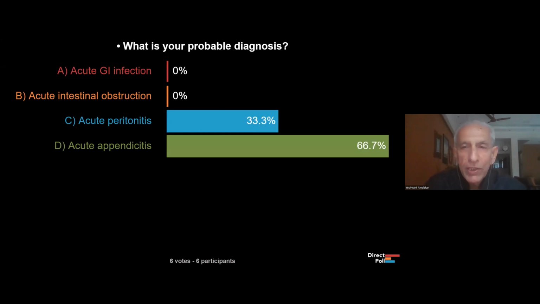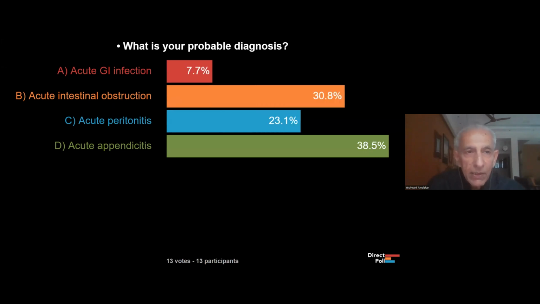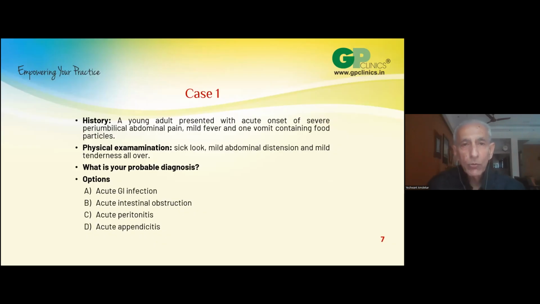Excellent. A good start to our webinar today. The majority of them are right. Most of you have been talking about acute appendicitis, and while all other three conditions are closely related, that's what I wanted to bring out every time. Now, look at the story. Out of fever, vomiting, and abdominal pain, the pain is severe and the major symptom.